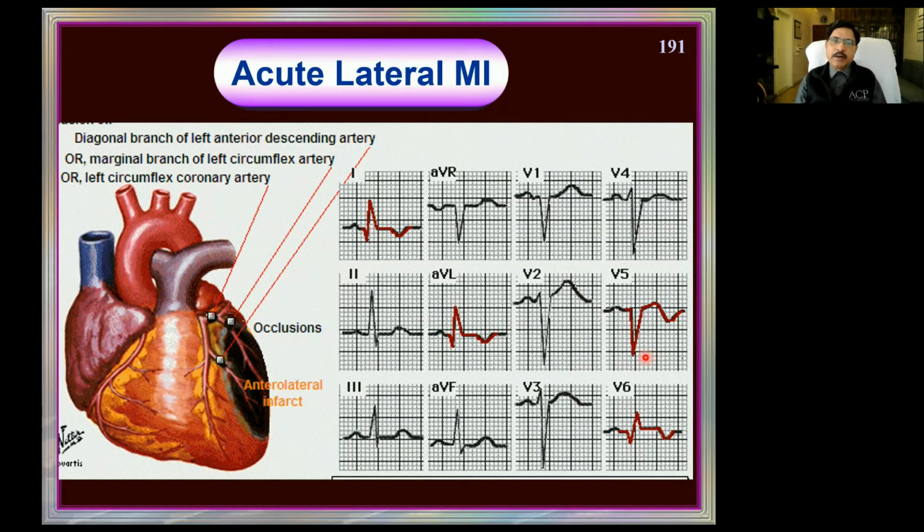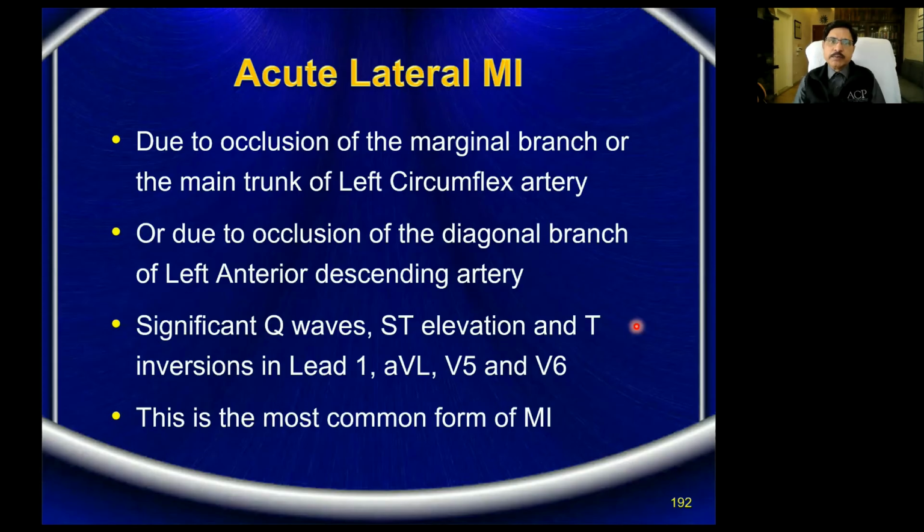So in lateral myocardial infarction, you see changes in the lateral leads. And this is pure lateral because we don't have anterior, we don't have inferior either, okay? Due to the occlusion of the marginal branch of the main trunk of the left circumflex, or the diagonal branch of the anterior descending artery, one of the two could be the culprit vessel. Acute lateral myocardial infarction: significant Q waves, ST elevation, T inversion, you see in the lateral leads there.